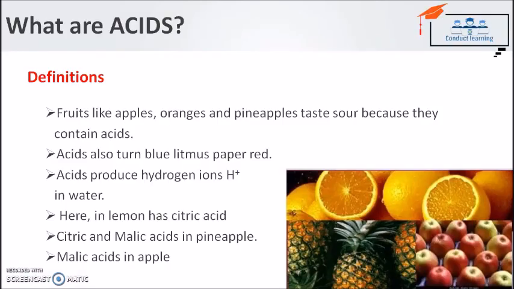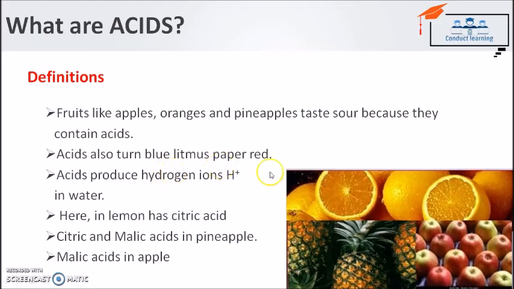Fruits like apples, oranges and pineapples taste sour because they contain acid. This is one of the examples to find out where the acids are. The first example is fruits. If we simply take apples, oranges or pineapples and taste them, they will taste sour. This is because of the acid available in those particular fruits. What kind of acids are there in those fruits? You can see in the fourth, fifth or sixth lines of this slide.